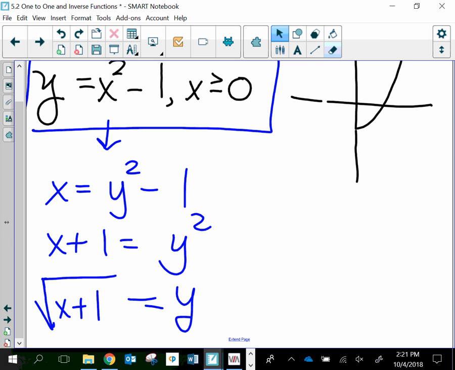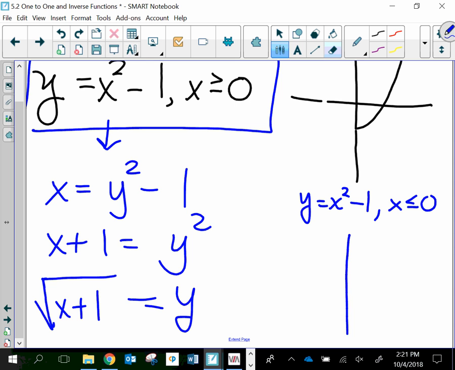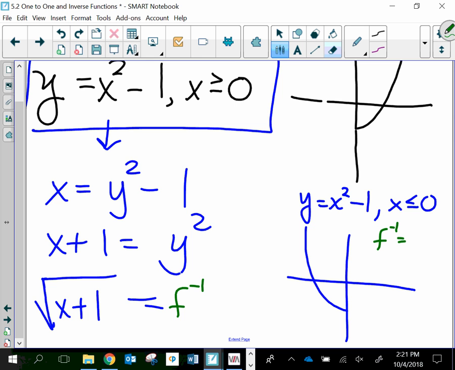Because if we had decided to do this piece instead, the inverse this time is going to be what? Same thing, but now we're going to grab the negative piece, because those are the numbers that we have. Those are the only numbers that we're considering, so those are the only numbers that we're going to get.